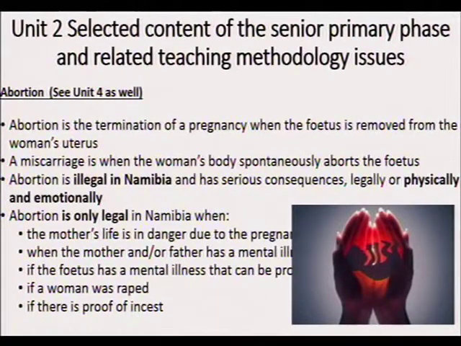If the fetus has a mental illness that can create severe problems. If a woman was raped, or there is proof of incest. Incest is when family members have sex with each other.